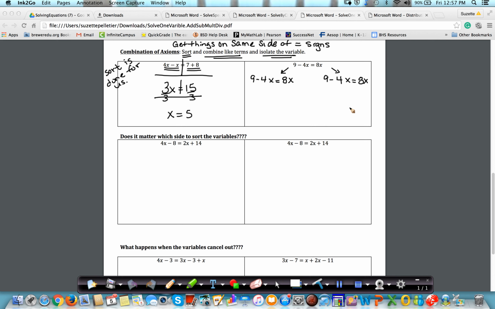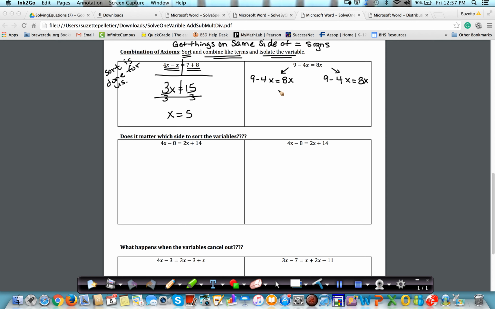Can you move the 4x or the 8x? Yes, you certainly could move either one, but one is definitely a better choice than the other. Let's talk about why after we're finished solving. So I'm just going to go ahead and move this 4x term. I'm going to sort it, and I'm going to move it to the other side of the equation.